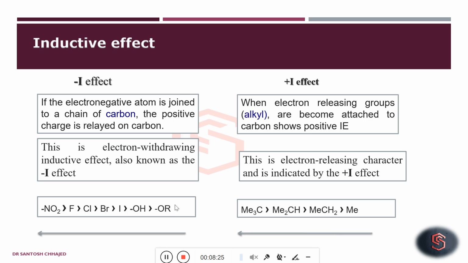alkoxy. Whereas here this is a tertiary carbon, which is greater in releasing electrons than the secondary carbon, where two methyl groups are attached, and the secondary carbon is better in releasing electrons than the primary, where only one alkyl group is there, than the methyl group.